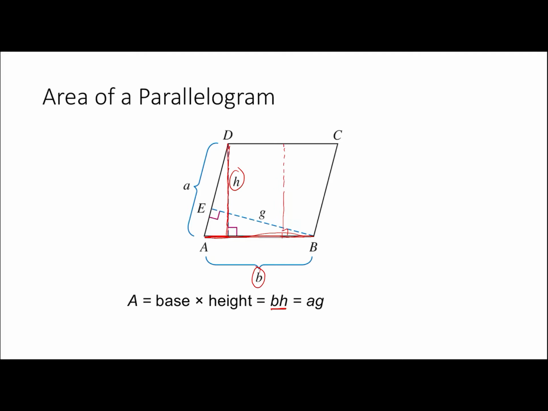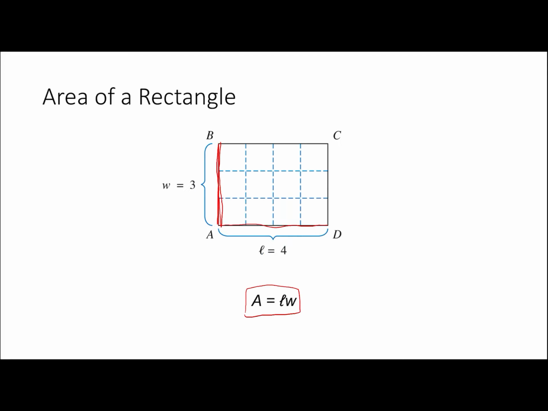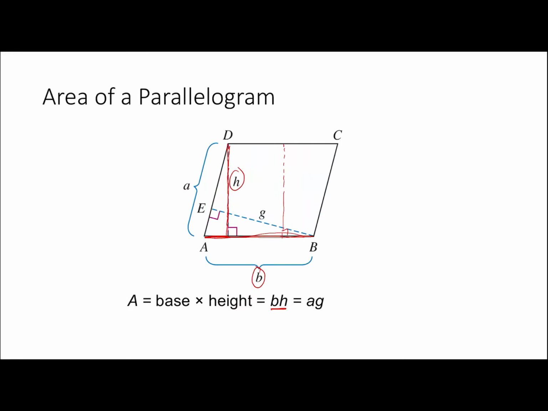Sometimes that's easy. For example, in a rectangle, your base would be this length, your height would be the width, and so it's still base times height. Just in a rectangle, we call it length times width. In a parallelogram, again, that height has to be that perpendicular segment that goes from one side through the opposite side. So from the base through the opposite side.